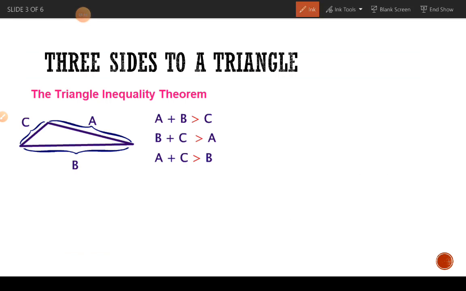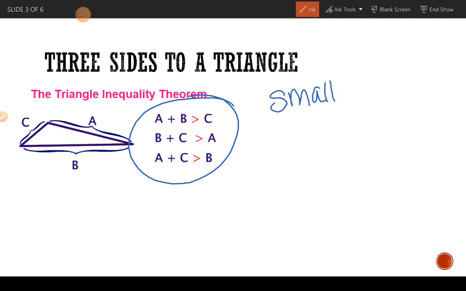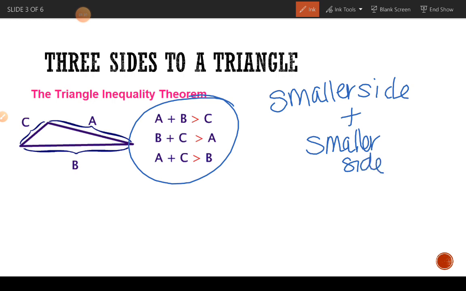If we have three sides to a triangle, two of the sides have to be greater than the third. The trick, though, is that the two smaller sides, smaller side plus smaller side, has to be greater than the bigger side.